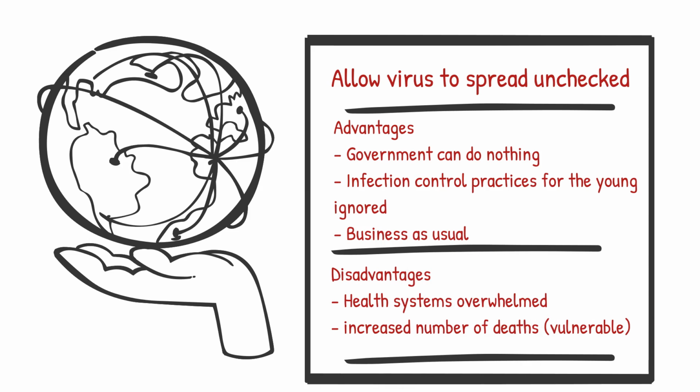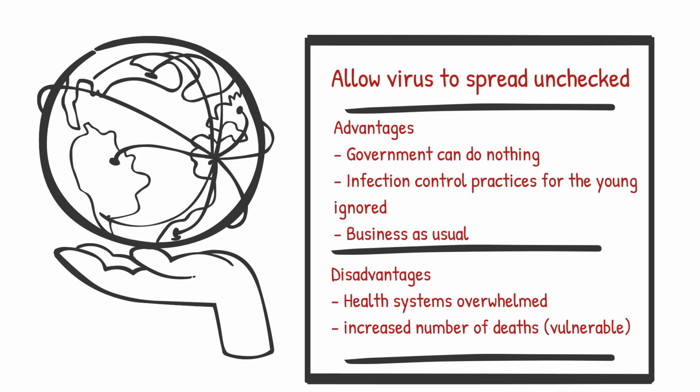First, the one initially tried by Sweden, proposed by the Trump administration, is to allow the virus to spread unchecked through the less vulnerable population and to keep the vulnerable isolated out of harm's way. The advantages of this approach: the government has to do very little. Infection control practices can be ignored by the young, and you can conduct business as usual.